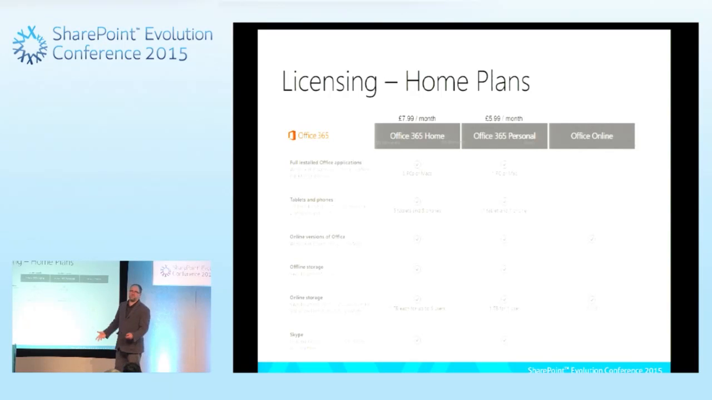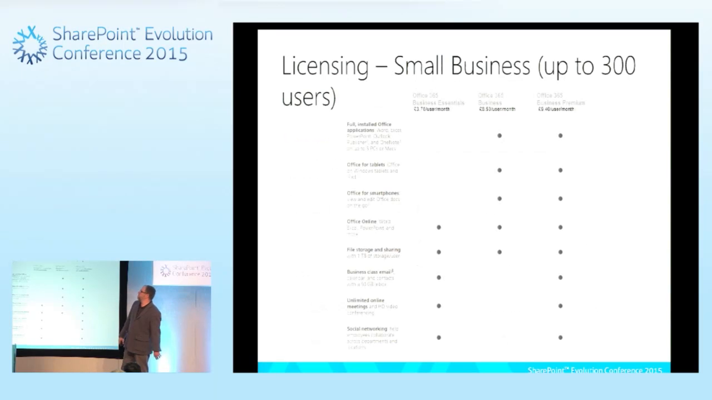There's a personal one, which is just for a single user. That's £6. Can I say quid, or do I have to say pounds? I don't know. People say quid. Anyway, and then essentially there are free versions of things like Office Online, for example. Anybody can create a OneDrive account and get 15 gigs of free storage. Those are the home plans.